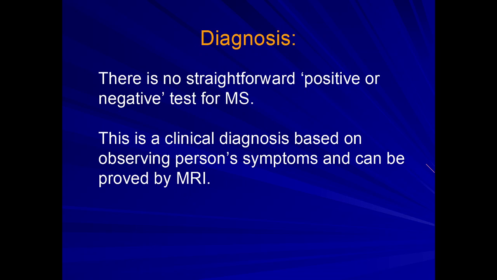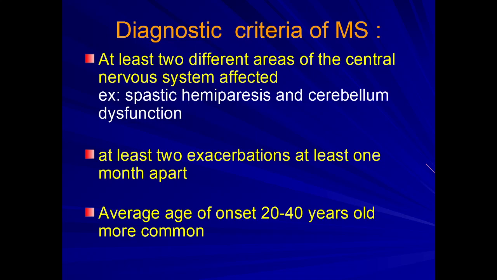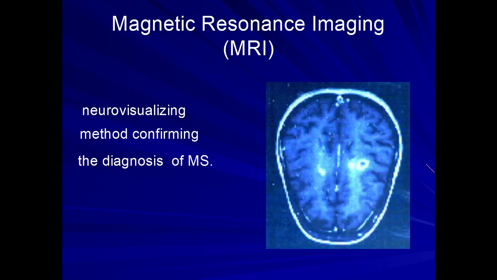There is no straightforward positive or negative test. It's a clinical diagnosis based on observing the patient's symptoms and confirmed by MRI scan. At least 2 different areas of the central nervous system will be affected, at least 2 exacerbations, at least 1 month apart, and usual age.